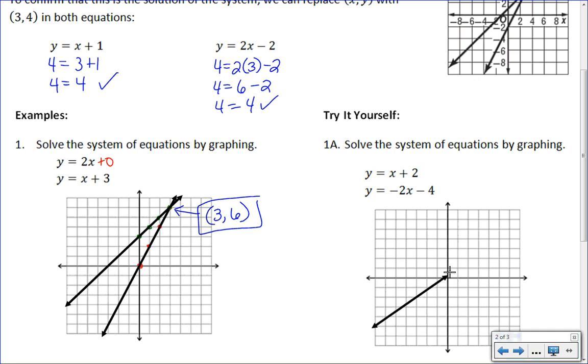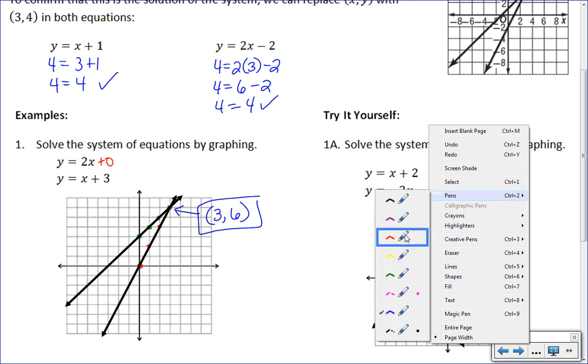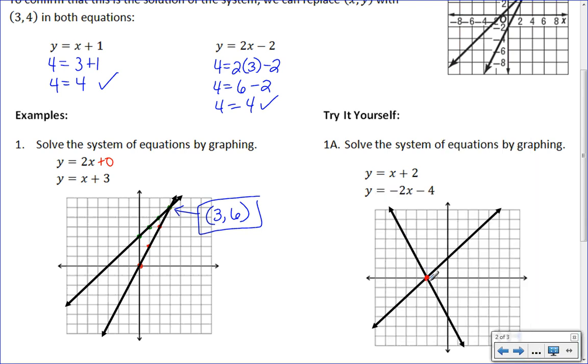Okay, here's what your lines should look like. That's one, and this is the other one. And you should be able to see where they intersect. It's right here. And that is the point (-2, 0).